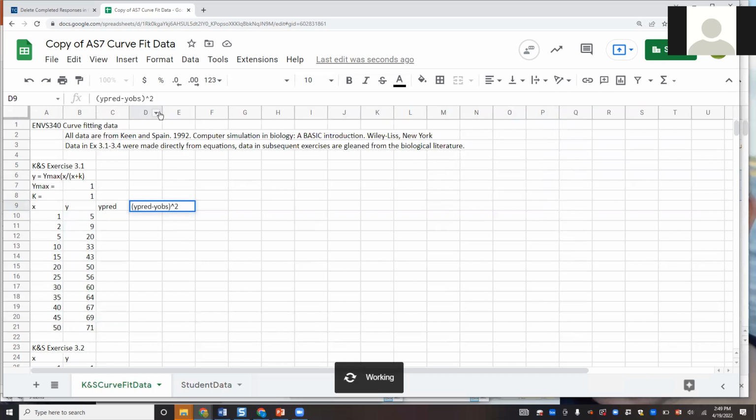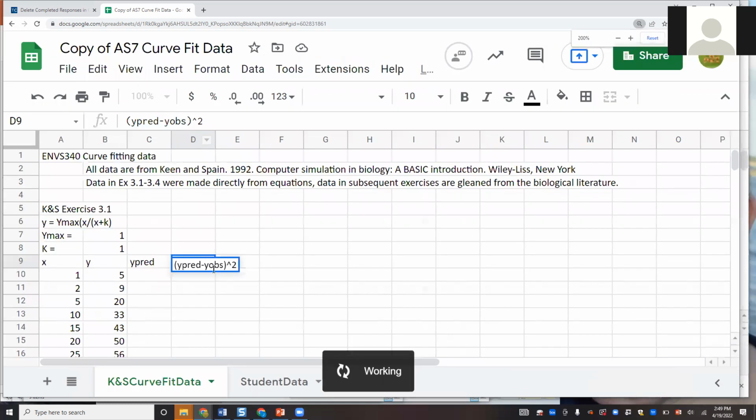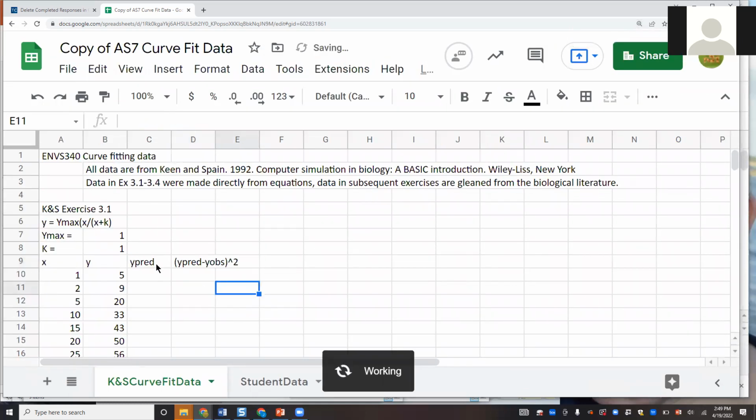Can you guys see what I'm doing here? Okay. I'm just putting a title on this for now. So this is my predicted, and this is my predicted squared, my predicted minus observed squared.